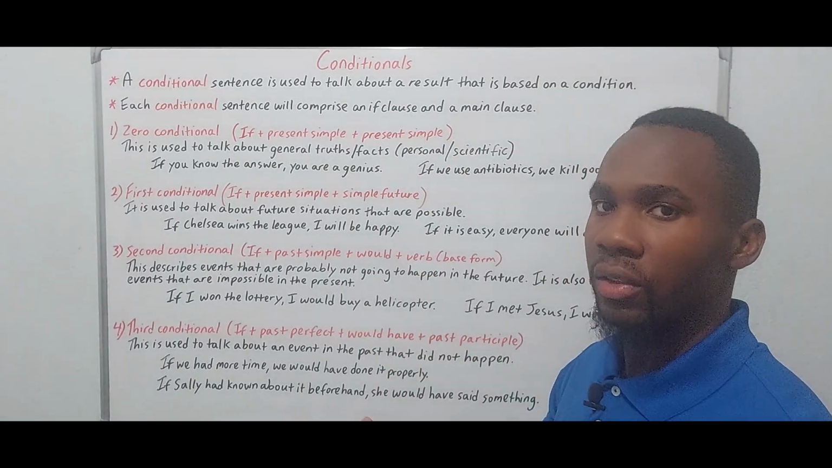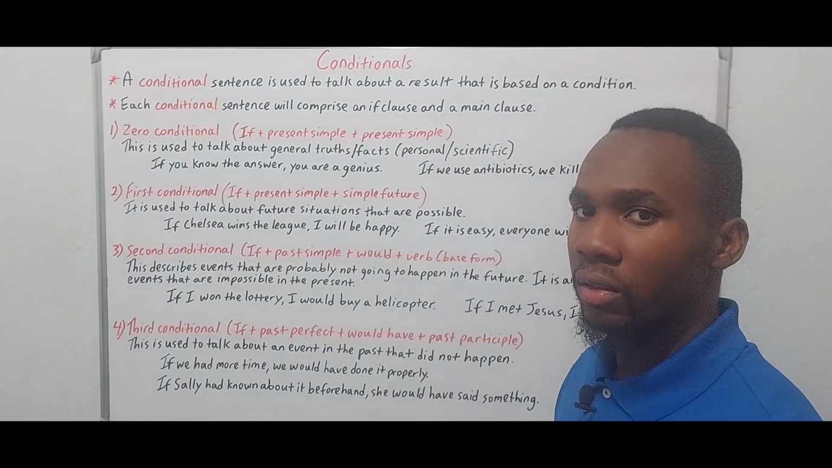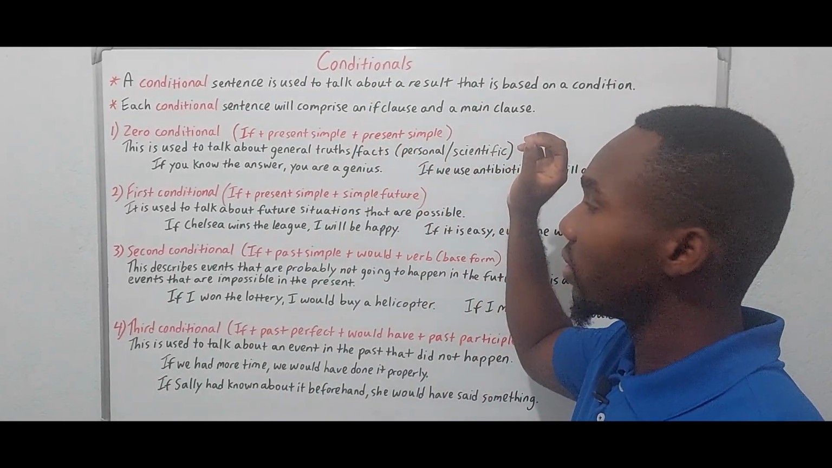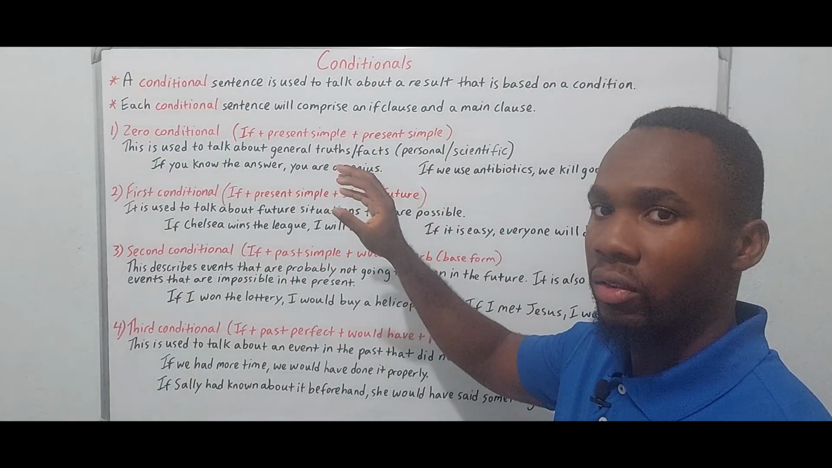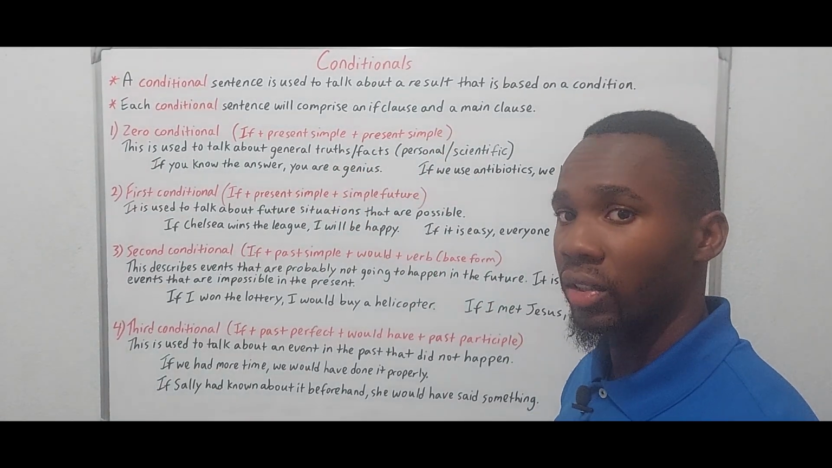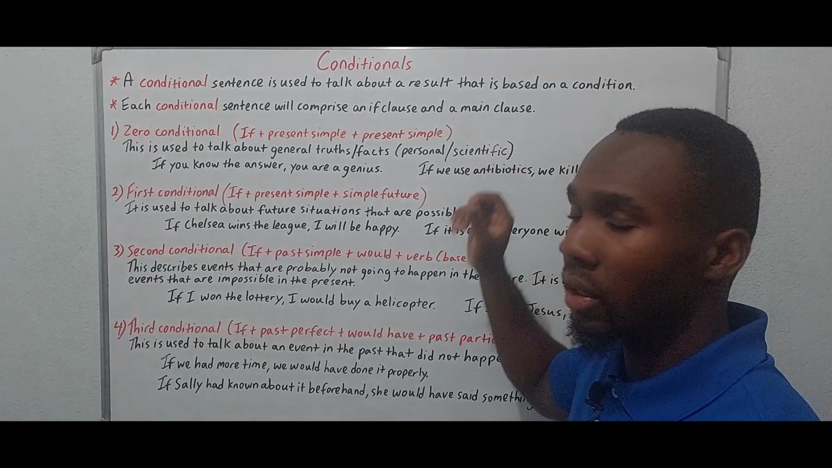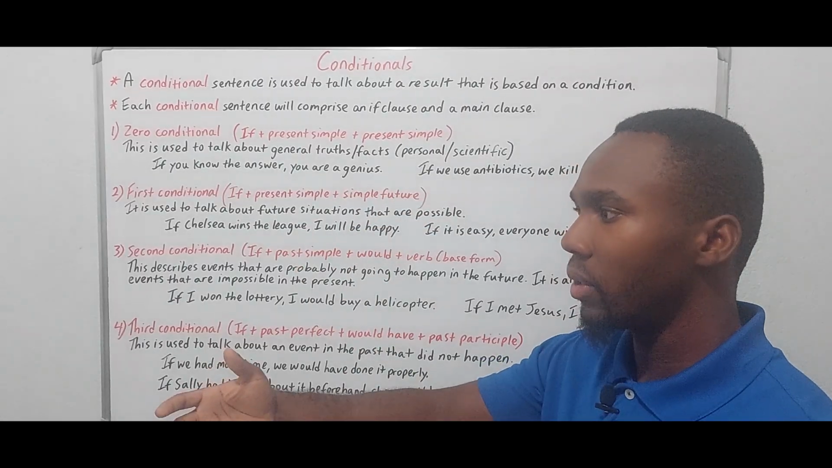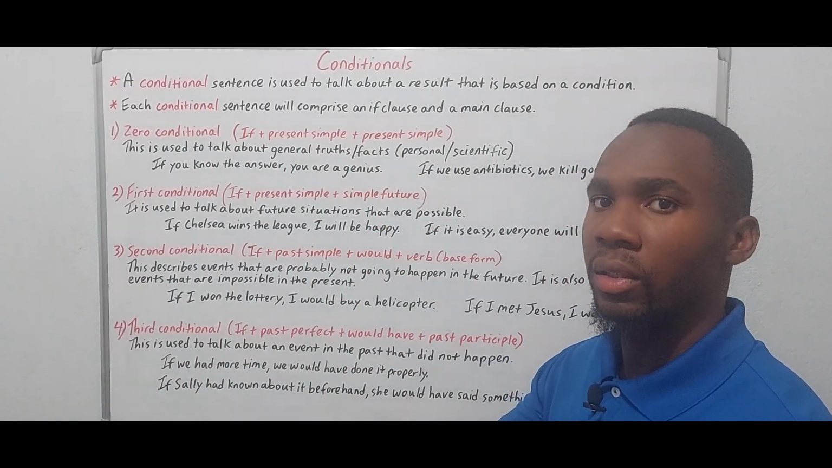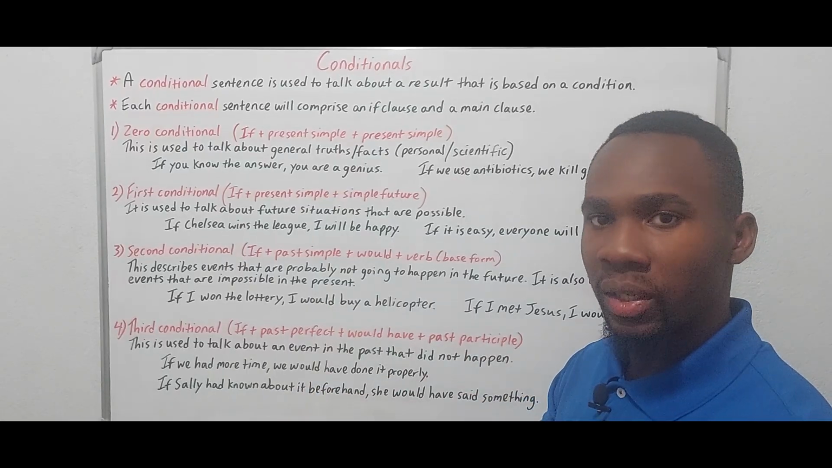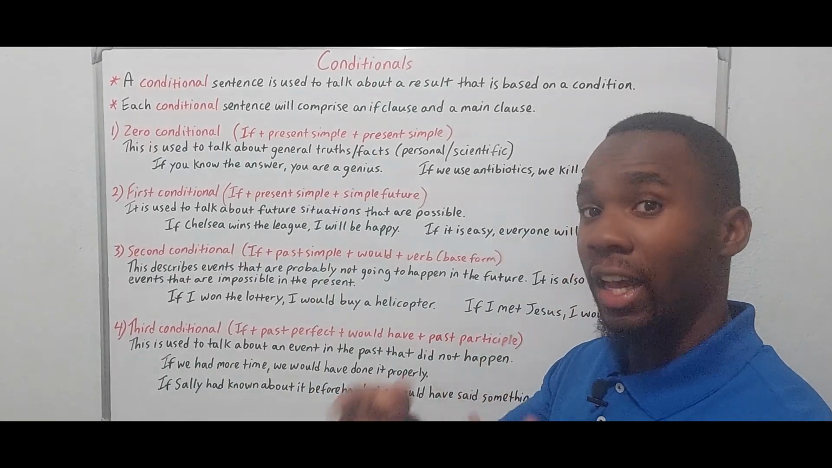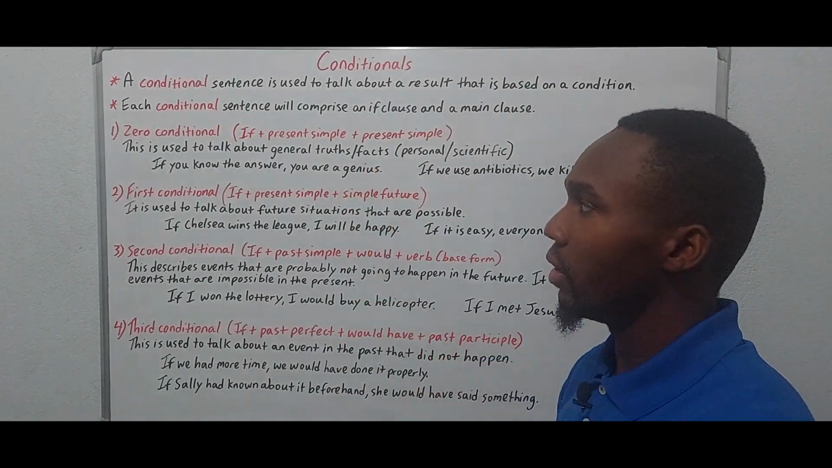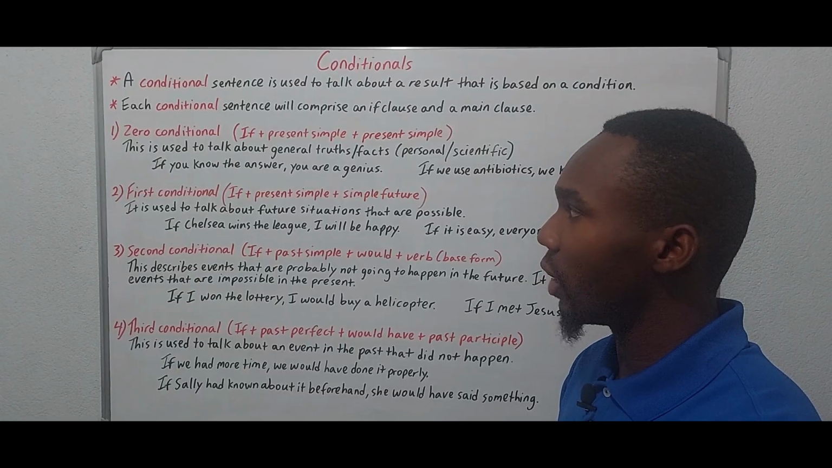In terms of foundation, a conditional sentence comprises an if clause as well as a main clause. The if clause is going to give us the condition, and the main clause is going to give us the result. What would happen, what will happen if x, y, z, right? So let's look at the different types of conditionals that we have in English.